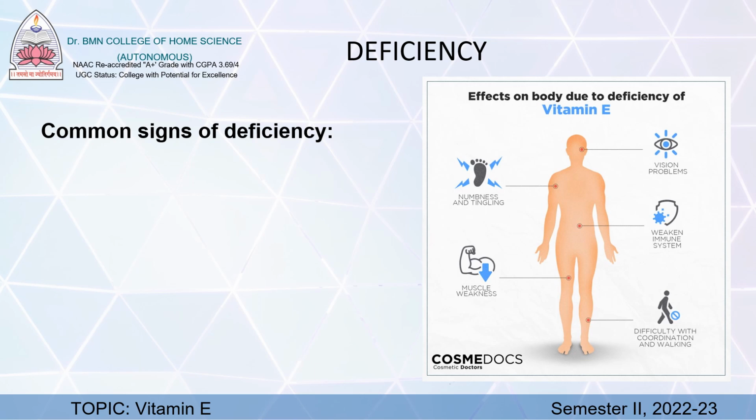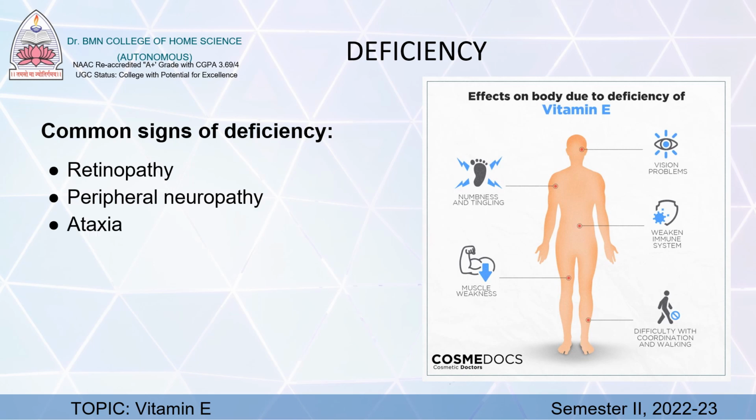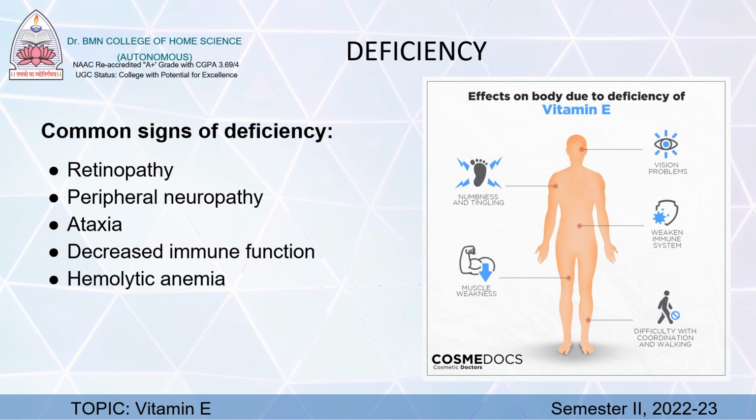Some of the common signs and symptoms of vitamin E deficiency are retinopathy, which involves damage to the retina of the eyes that can impair vision; peripheral neuropathy, which involves damage to the peripheral nerves, usually in the hands or feet, causing weakness or pain. Ataxia involves loss of control of body movements. There will be overall decreased immune functioning. Also, vitamin E deficiency leads to hemolytic anemia in premature babies.